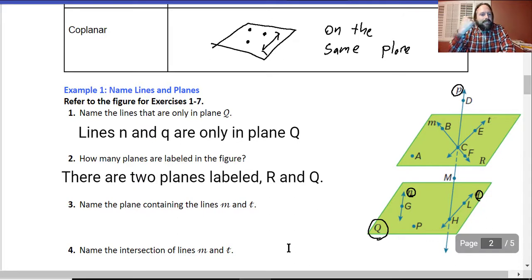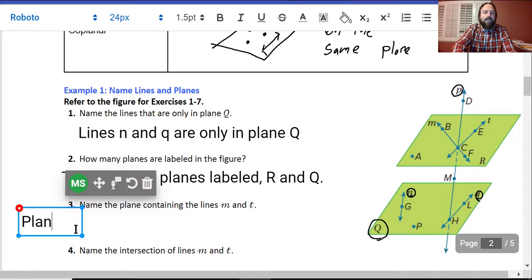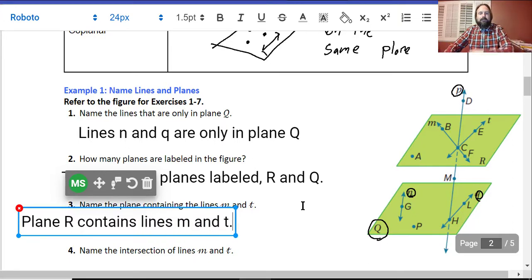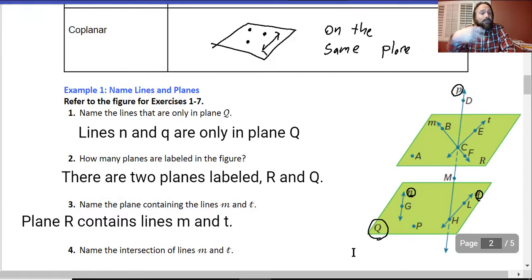So name the plane containing the lines N and T. Well, I just look and I see, hey, look, it's this one right here, plane R. So I'll type plane R contains lines N and T. So for each one of these, just read it and figure it out.